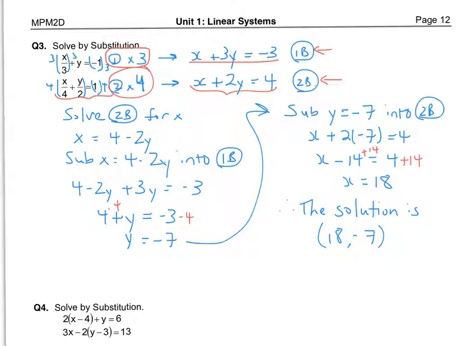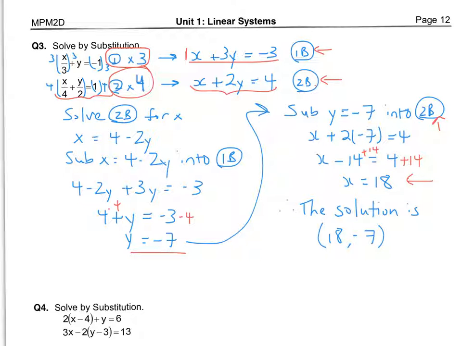I solved 2b for x. I didn't have to do 2b. I could have done 1b for x because it also has a coefficient of 1 in front of the x. This was just what I chose to do. Then I subbed that into equation 1b, solved it, and got y equals negative 7. I subbed that back into 2b just because, again, it doesn't have any fractions to work with. I got x is equal to 18, and my solution is 18, negative 7.